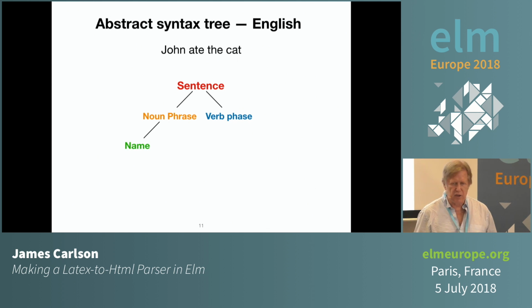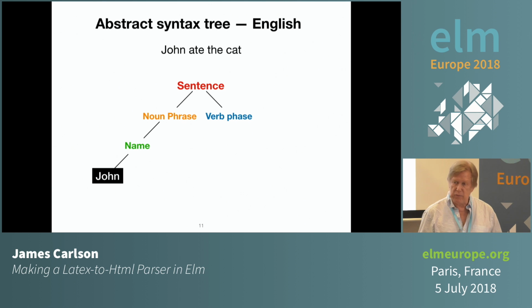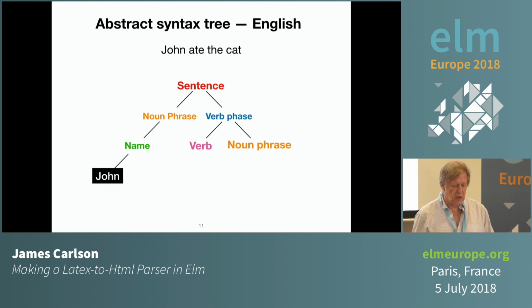And a noun phrase can be, well, it could be a name, it could be an article followed by a noun, but let's choose the first alternative. And the name could be John, it could be Fred, it could be Mary, it could be Sue, it could be lots of things. Let's choose John. So what you see here is the beginnings of an abstract syntax tree for John ate the cat, a so-called parse tree. And the colored nodes are the ones that have children. Those are called non-terminal nodes. And John, which is in black and white, is a terminal node. John has no children.